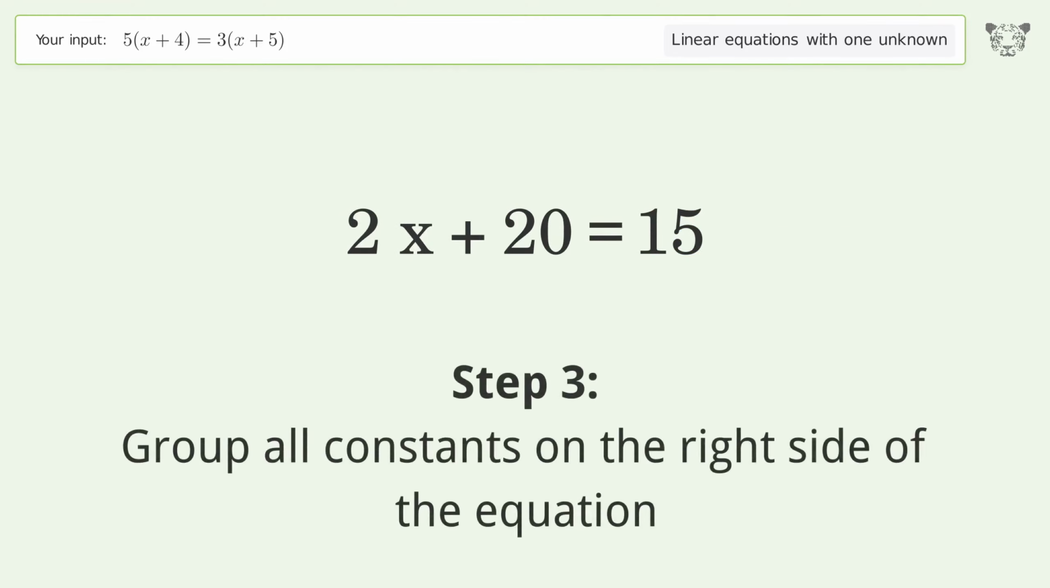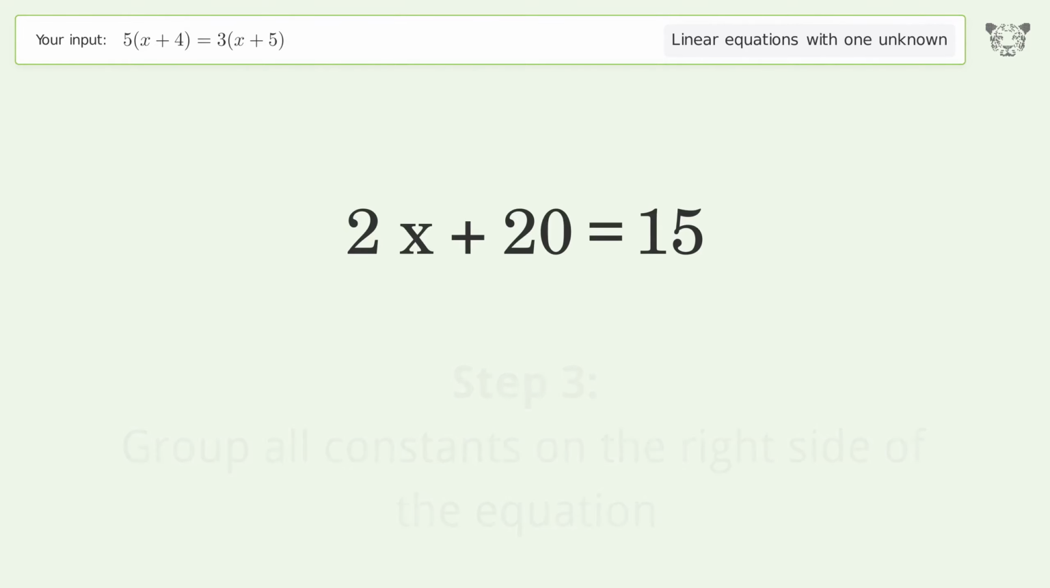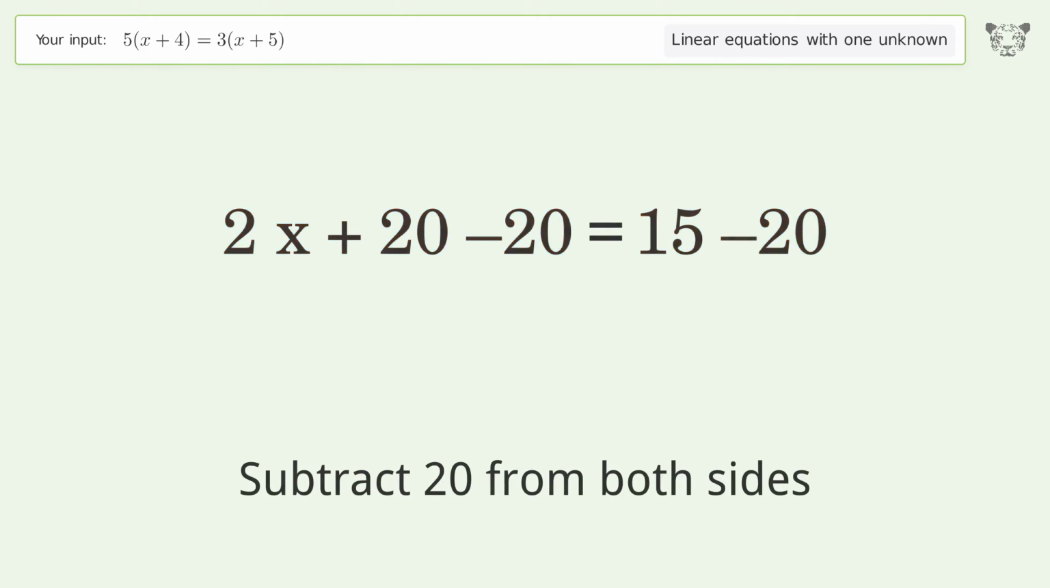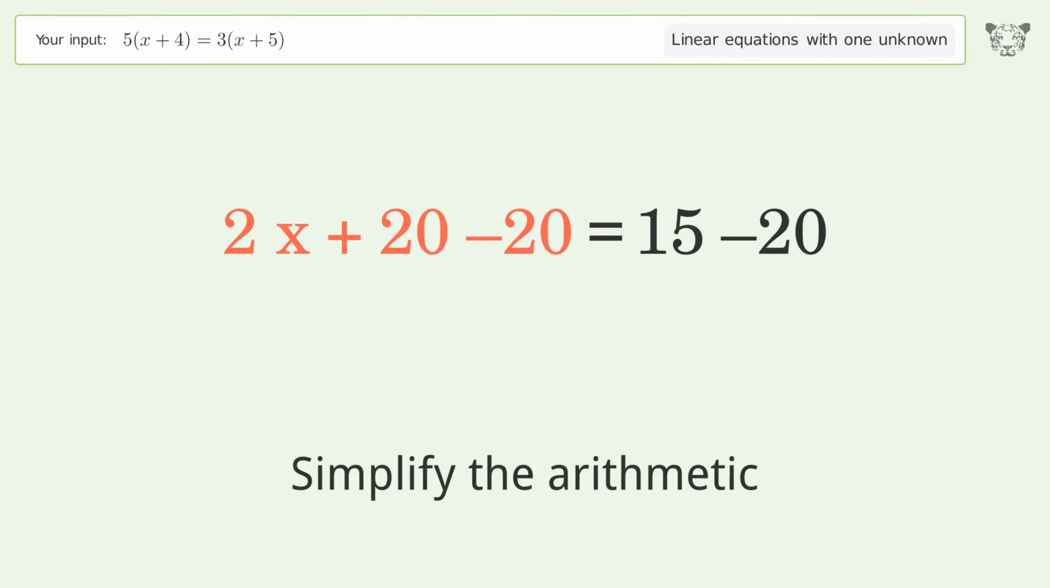Group all constants on the right side of the equation. Subtract 20 from both sides. Simplify the arithmetic.